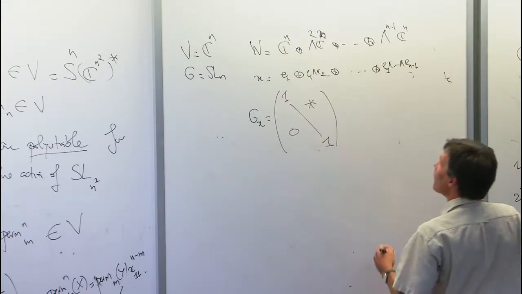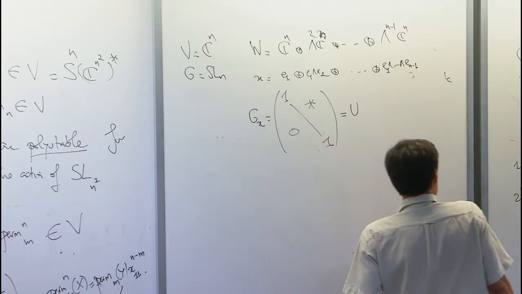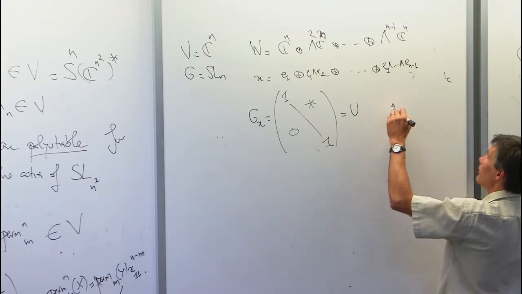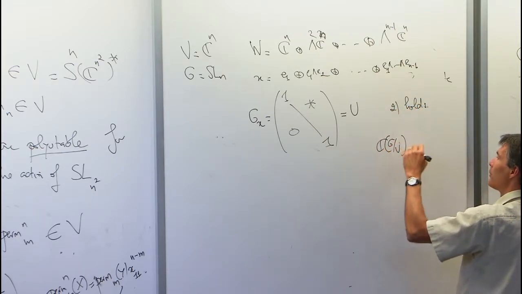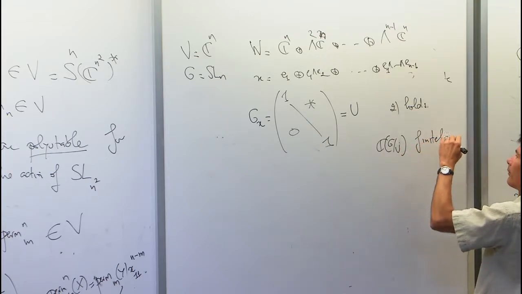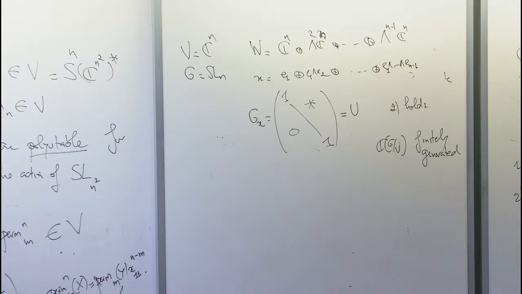And again, we see G mod U is finitely generated. So you can apply this to control some other algebras of covariants.